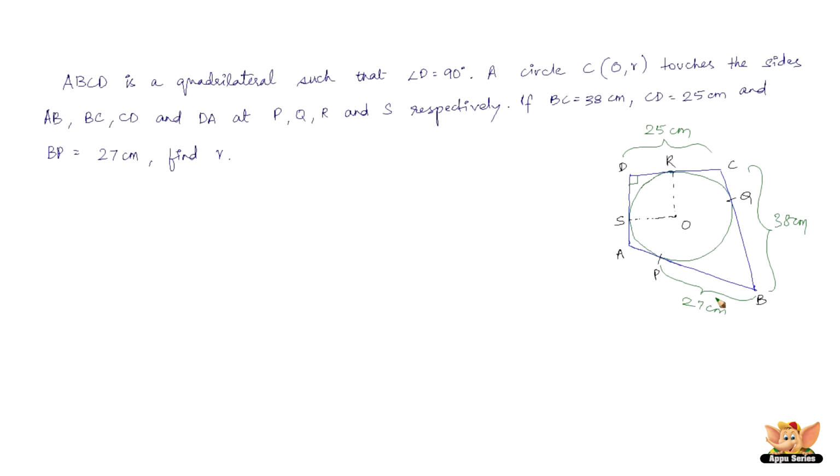So R is nothing but the radius here, which is OR or OS. So this is R, and this is what we have to find. So how do we do that? Let's see how we go about doing it.